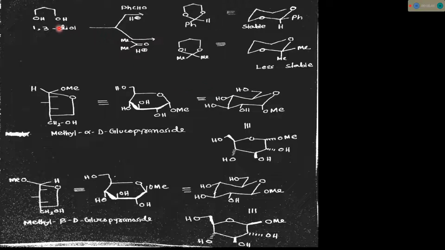Now maybe you understand: to protect a 1,3-diol we use benzaldehyde. This is the reason why this is a stable molecule, and these are the structures of the cyclohexane form: alpha D glucopyranoside and beta D glucopyranoside.